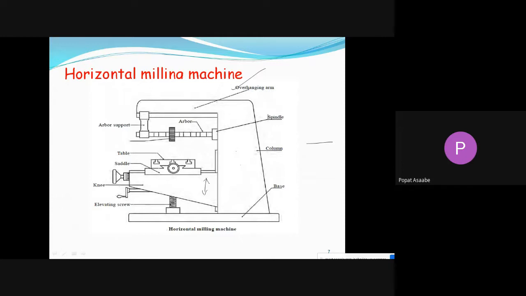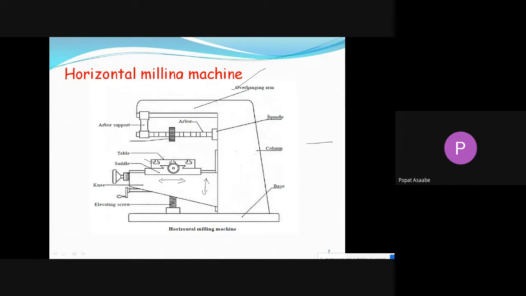Again, on that knee there is one saddle, and with the help of this saddle we can give motion to the table in the longitudinal direction, meaning we can move the table to the left or right side. On that saddle the table is mounted, and on that table the T slots are provided for clamping the vice.